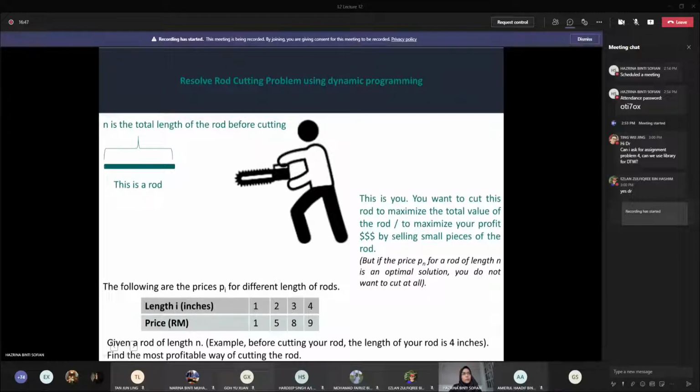Can I ask about assignment problem 4? Can we use the library for the DTW? Yes, for the DTW you can use the library. Any type of implementation is okay with me as long as you are able to implement something and explain to me the concept of the DTW. Easy 5 marks. Thank you for the question.